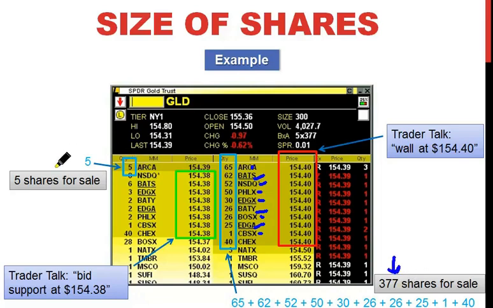I would say that 154 has now become even more of a logical area of resistance, because when we combine these two, there's a lot of people there, and there's a lot of shares there compared to the amount of people that showed up at 154.39 and the amount of shares that they want to buy at 154.39.